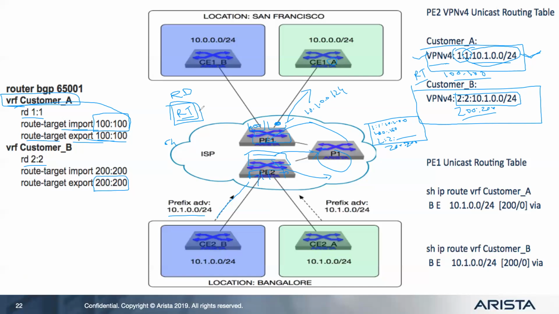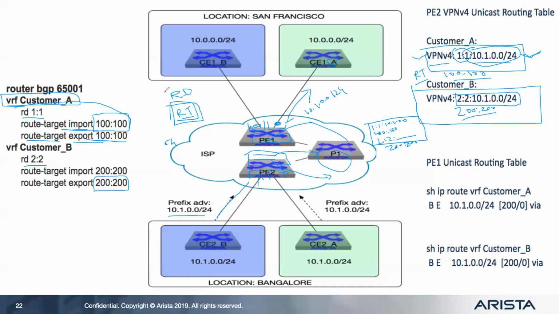Here the P1 on the other side cannot just rely on the RD to advertise the routes that it receives, mainly because customer B might intend to advertise routes to customer A. Yes, that's right. And that was my next question.